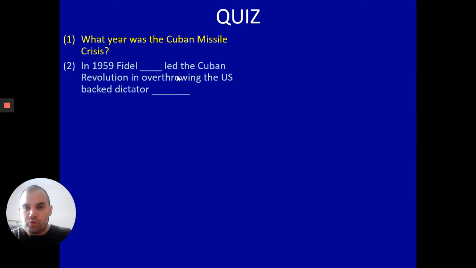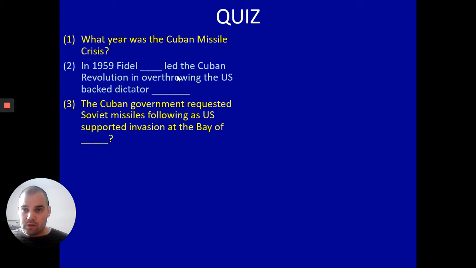Number 2, so you've got 2 gaps here. In 1959, Fidel something led the Cuban Revolution in overthrowing the US-backed dictator something. So I want to know what those 2 gaps are. What was his name? Right, number 3. The Cuban government requested Soviet missiles following the US-supported invasion at the Bay of what? What's the missing word there?